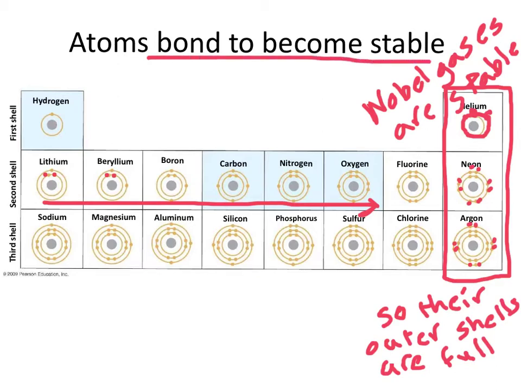When they bond, they share electrons, and that helps them fill their outer shells, and once their outer shells are full, then they're as stable as any of the noble gases are.